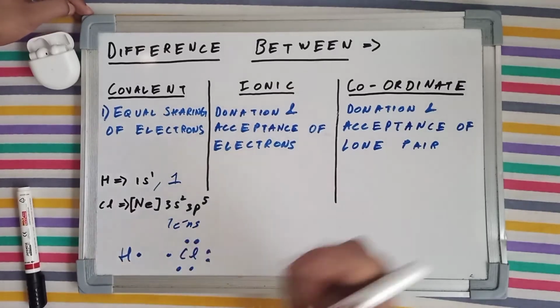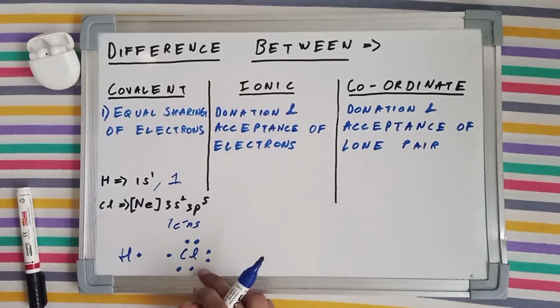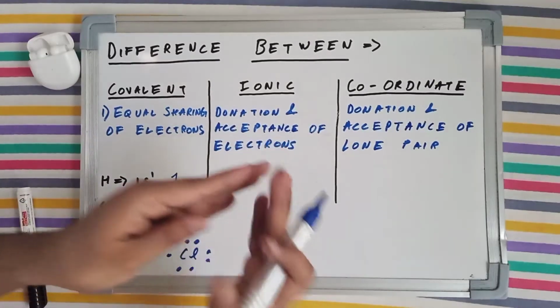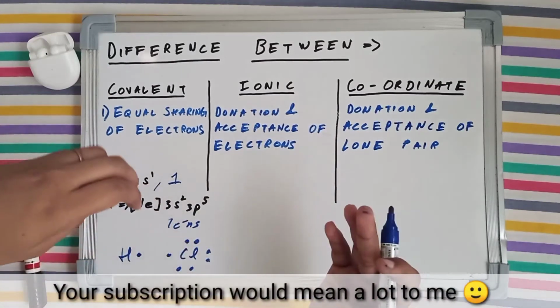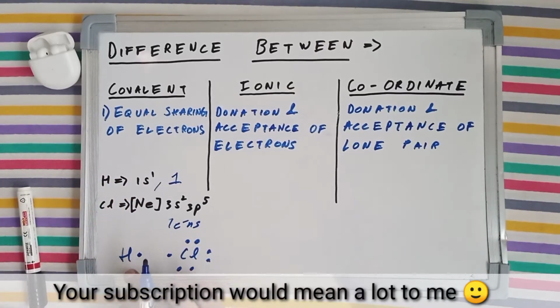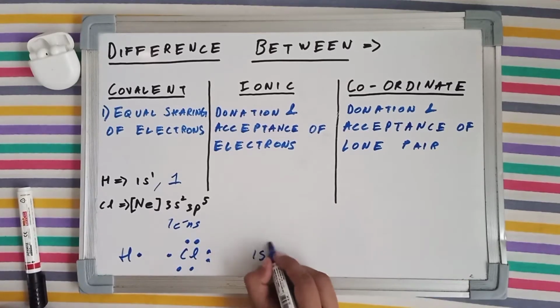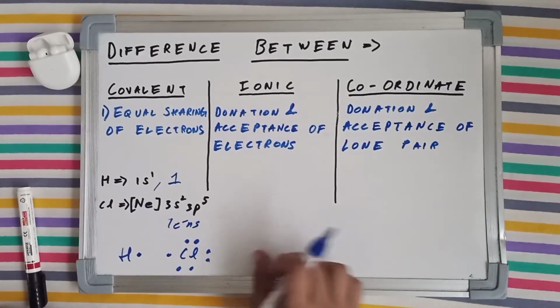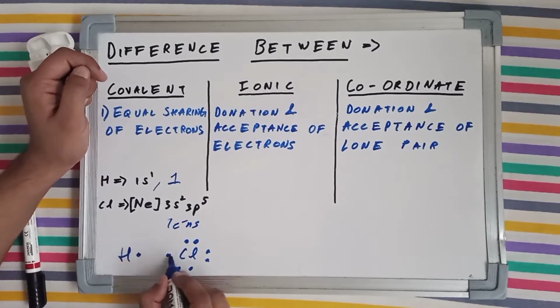Now hydrogen wants an extra electron to complete its duplet, whereas chlorine wants an extra electron to complete its octet. Okay, it wants to have 8 electrons in its valence shell. I'm talking about chlorine, whereas for hydrogen it wants 2 electrons in its valence shell. It wants to have the electronic configuration 1s2 to attain stability. So they both are sharing electrons, this electron and this electron, and they are going to make a single bond with each other.